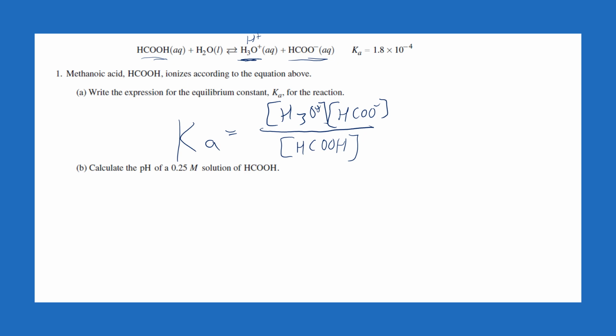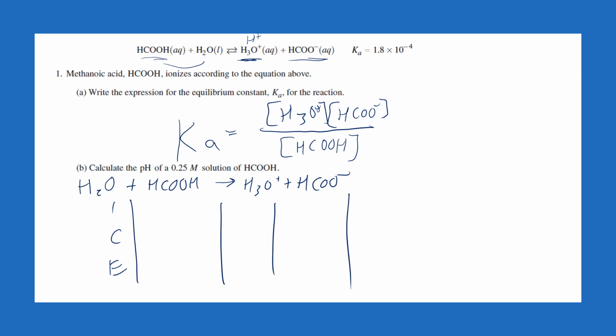So then for B, it says calculate the pH of a 0.25 molar solution. I'm going to write the ICE chart, but it's not required. And I flipped these around to make it a little easier for the ICE chart. The reason I put water on the end is because it's not involved in the equilibrium, because it's a liquid. So we have a 0.25 molar solution of that acid, and right at the instant that you mix it in water, you don't have any of this stuff.